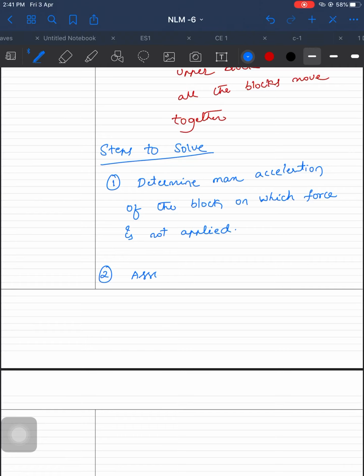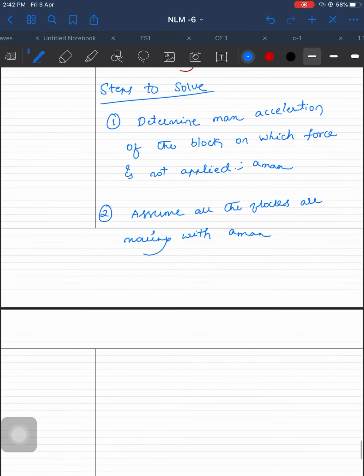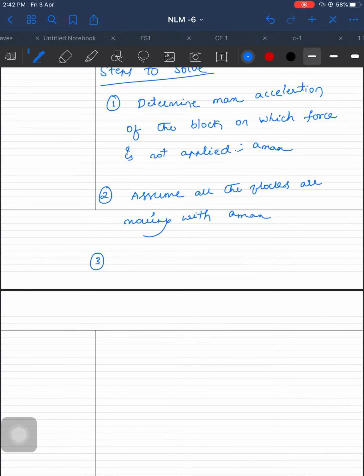Next, assume all the blocks are moving with, I am saying this is A max, with A max. Third step, determine F max by using A max.